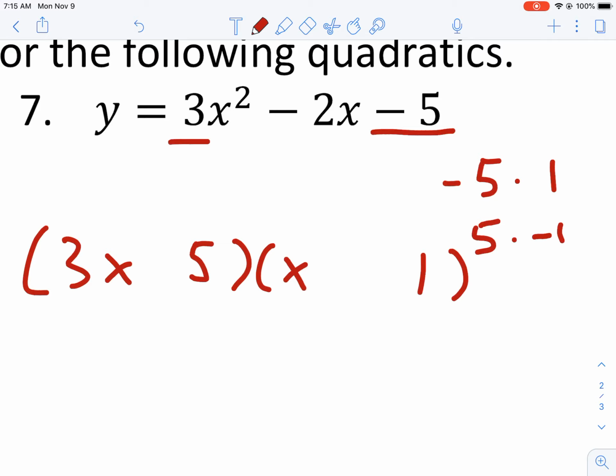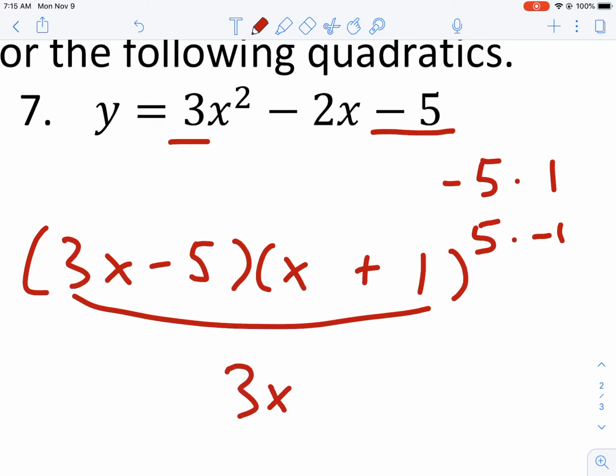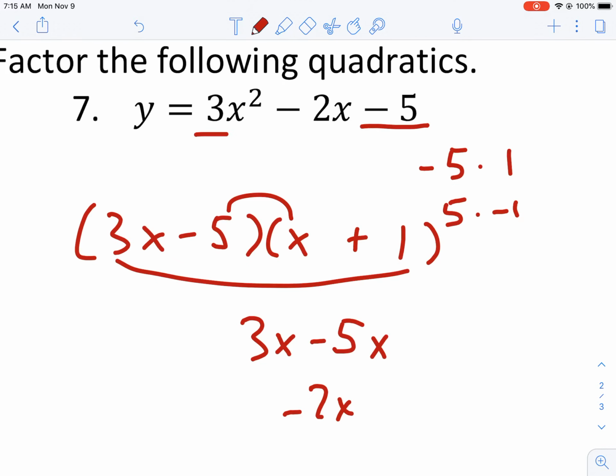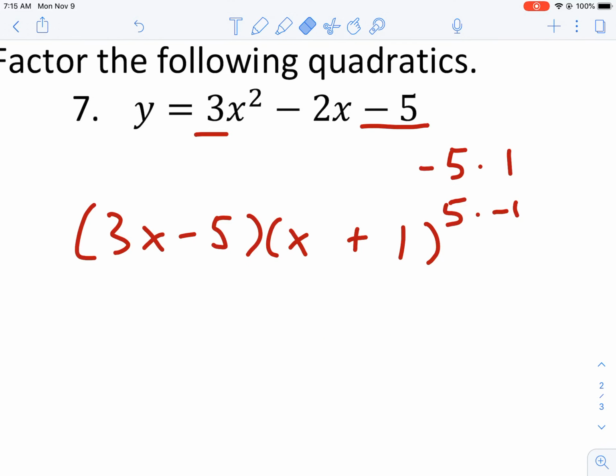So I want actually this one to be negative and this one to be positive. 3 times 1 is 3. And then that's -5x. So that would make -2x. And that's what we want. Okay, so the answer to this one ends up being 3x minus 5 times x plus 1.